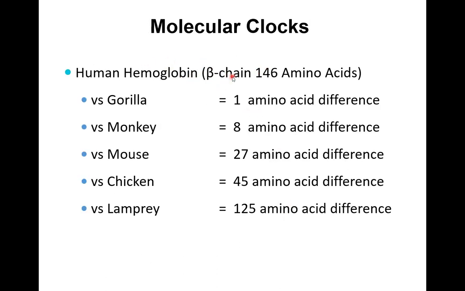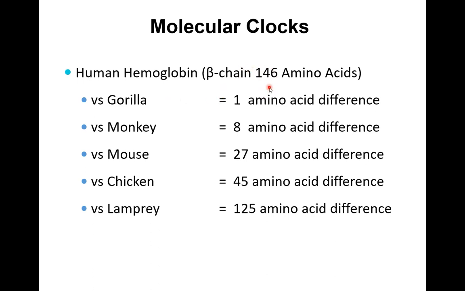If you look at the beta chain of hemoglobin, it's conserved among all these different organisms: gorilla, monkeys, mouse, chicken, and lampreys here. It's made in humans by 146 amino acids. If you look at the difference in terms of amino acids, you see that the difference relates to the evolutionary distance between humans and these other organisms. We're very closely related to gorilla. You should see me in the morning to know that.